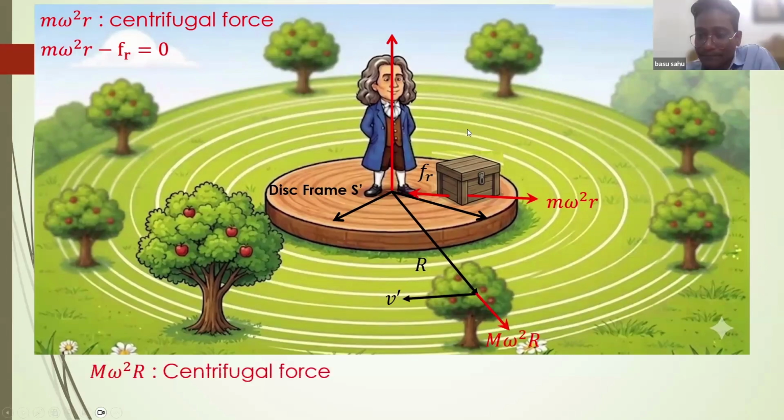But if there is rotational motion, you know very well with the help of circular motion, there will be centripetal force, irrespective of whether we are in an inertial frame or a non-inertial frame. The concept is very simple. If there is circular motion, there is centripetal force.